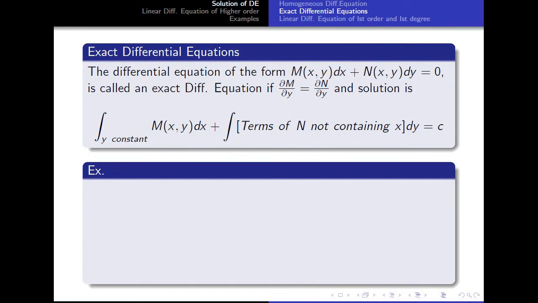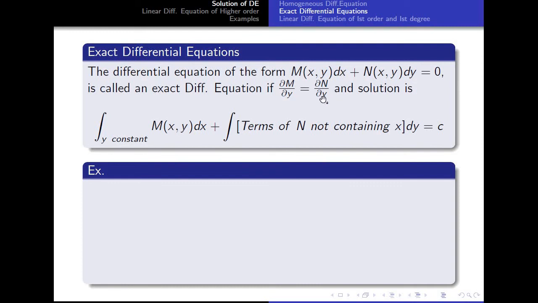Now, exact differential equation. This is somewhat important because if an equation is in exact form, then it is very easy to solve. Our differential equation M dx plus N dy equal to 0 is said to be exact if ∂M/∂y is equal to ∂N/∂x.